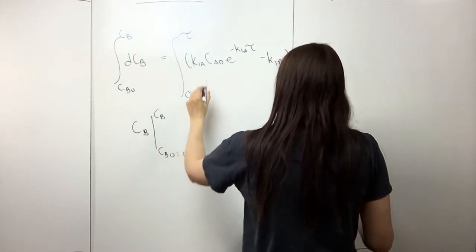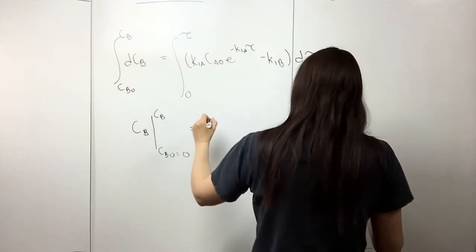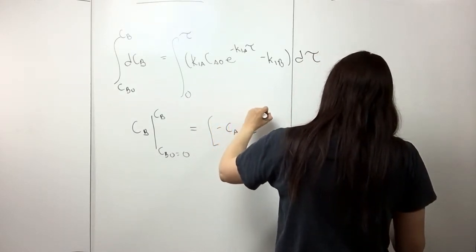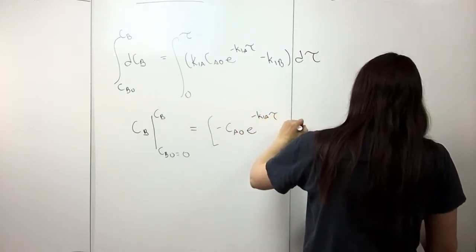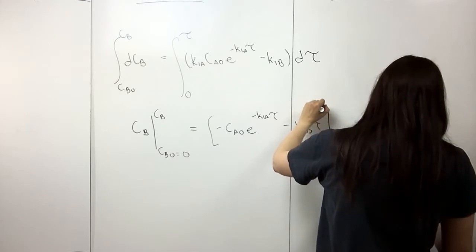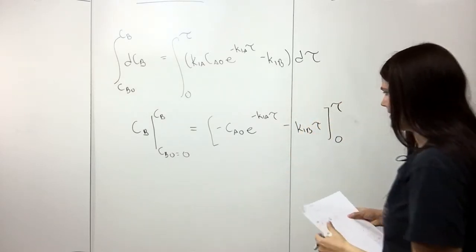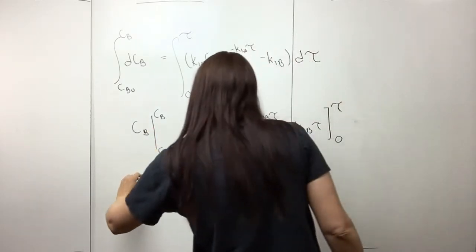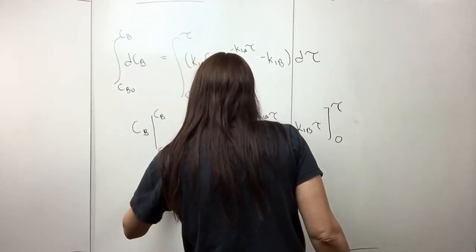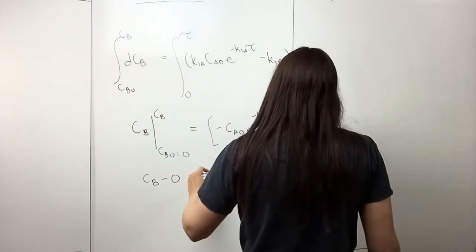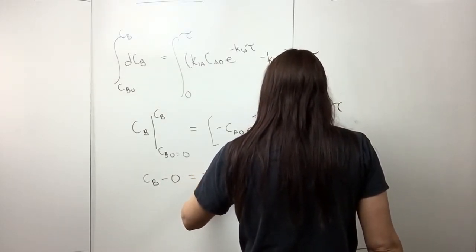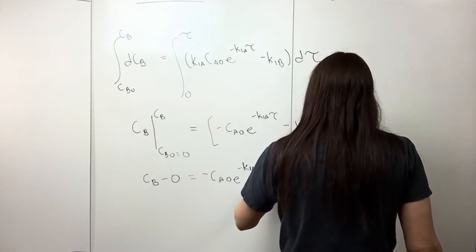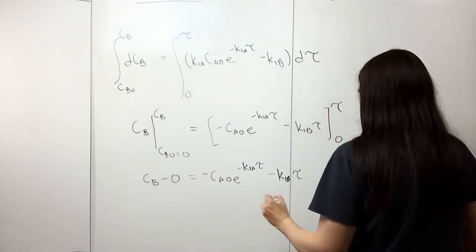And then if you integrated this, you got minus CA naught e^(-K1A tau) minus K1B tau, and then the limits were tau to 0. So then applying these limits, we just have CB, because this is CB, I'll just put the whole thing in, CB minus 0, because CB naught is 0. And then you had minus CA naught e^(-K1A tau) minus K1B multiplied by tau.